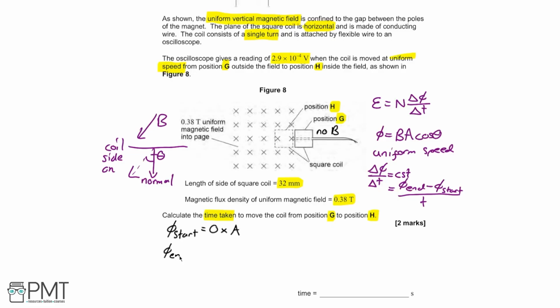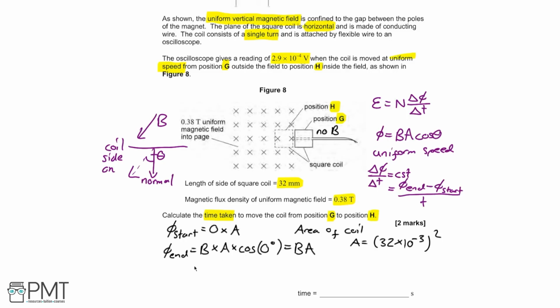Whereas at the end, it's going to be equal to the magnetic flux density B multiplied by A multiplied by cosine of 0 degrees, because this is the angle between the normal to the coil and the magnetic flux density. Since cosine of 0 degrees is 1, this is just equal to BA. The area of the coil, since it is a square, is just given by 32 millimeters all squared. So doing that, that's 32 times 10 to the minus 3 all squared.